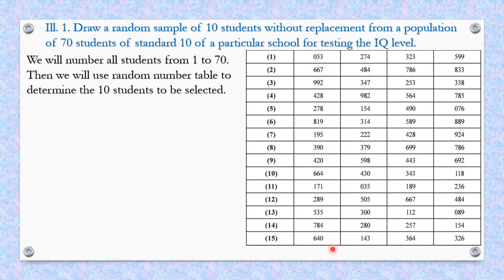I can do that. It is a random number table. I can start anyhow I want. It's up to me. So my numbers will be 05, 66, 99, 42, 27, 81, 19.